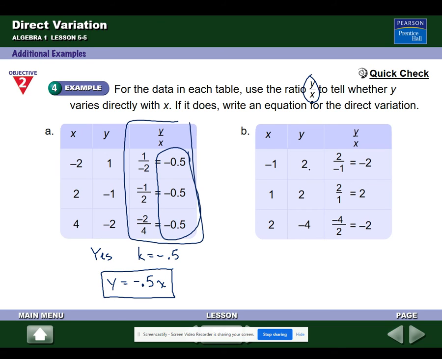Now they do the same thing here. Divide the y by the x. 2 divided by -1, that's -2. 2 divided by 1, oh, that's 2. And then here you get -2 again. These are not constant, right? So this is not direct variation. We would say no.